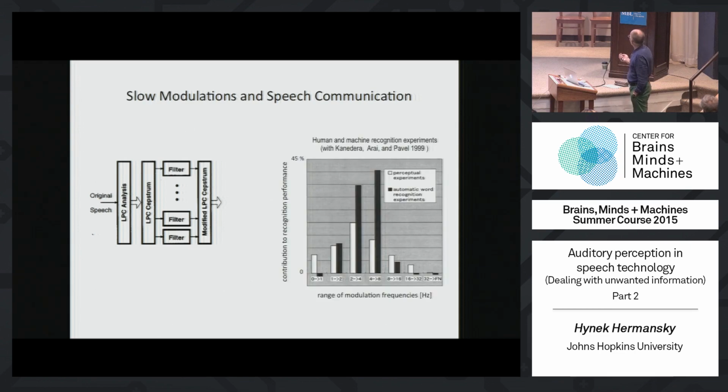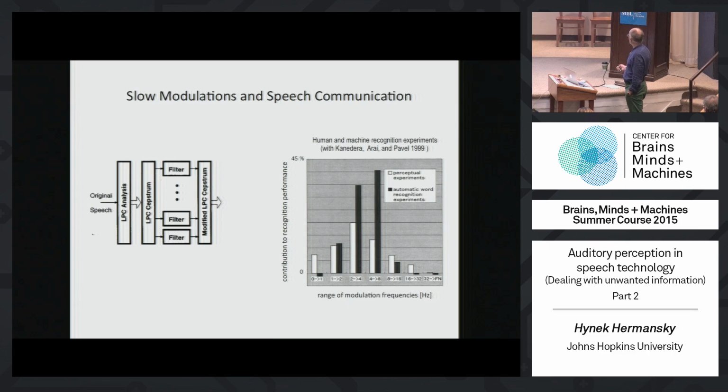And so the bottom line of the experiment here is, if you start removing components which are somewhere between 1 and 16 hertz, you are getting hurt significantly. Most you are getting hurt in perception when you are removing components between 2 and 4 hertz. That's where you get the biggest hit. Here we are showing how much these bands contribute to recognition performance by humans, the white bars, and by a speech recognizer, those are the black bars.